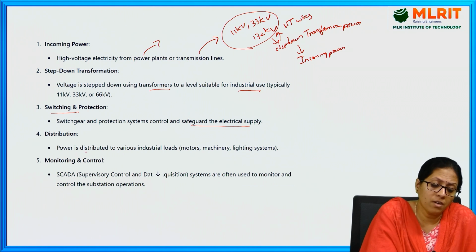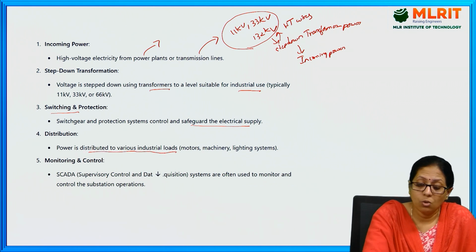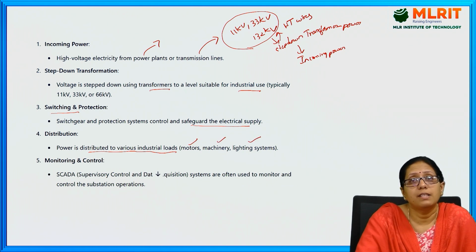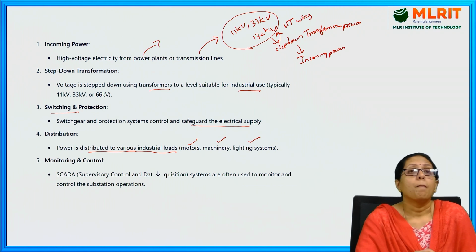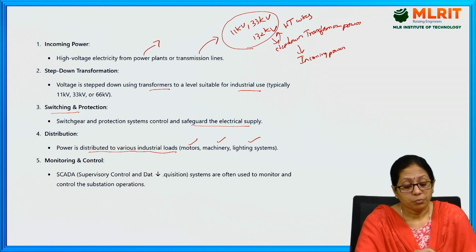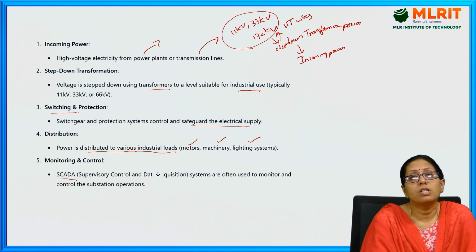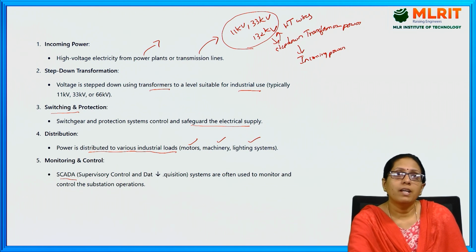Next one is distribution. Distribution means power is distributed to various loads. The loads may be motors, machinery and lighting systems, the different motors, machineries as well as lighting systems in a particular industry or a factory. Next one is monitoring and control. The SCADA system is mostly used for monitoring and controlling the devices in an industry.